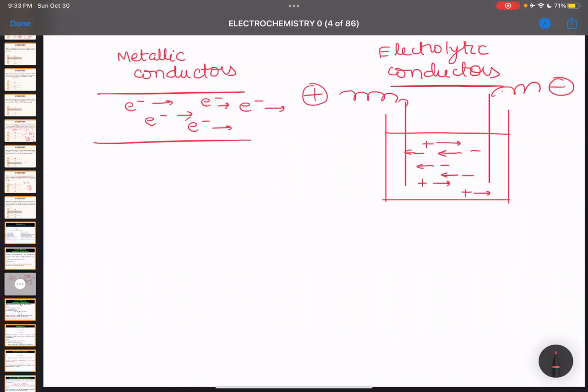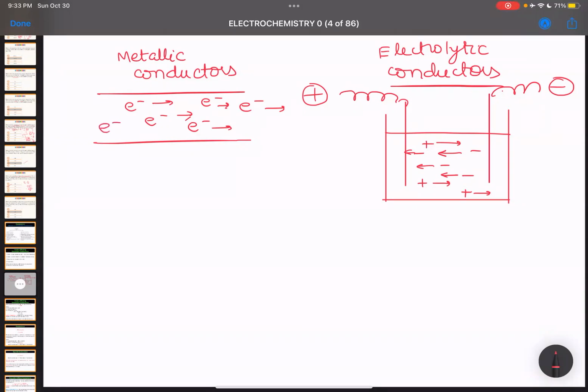So in electrolytic conductors, the conduction is because of the movement of ions. How quickly ions can move will tell you how easily the conduction is going to happen.